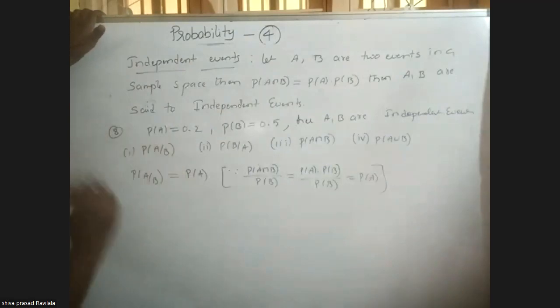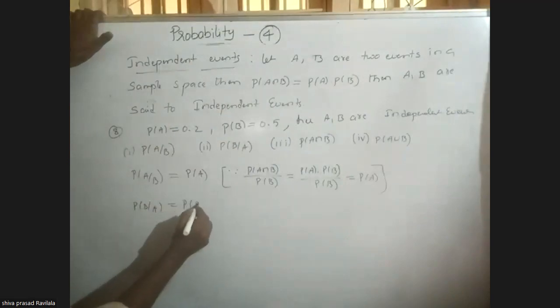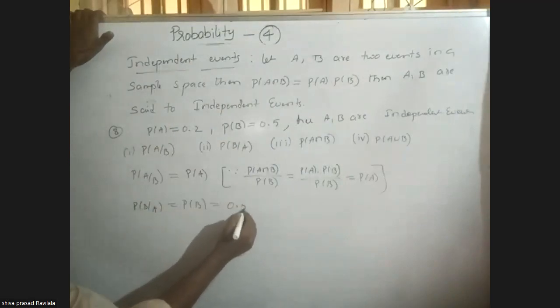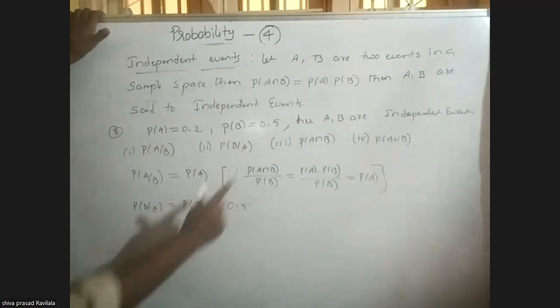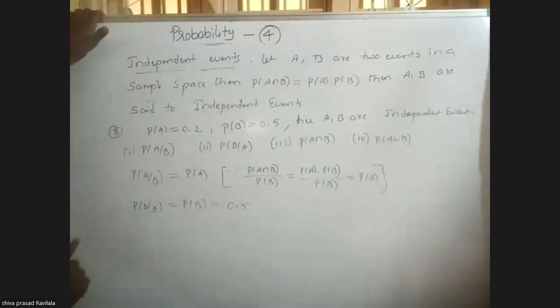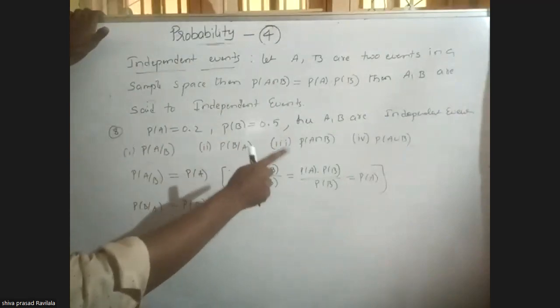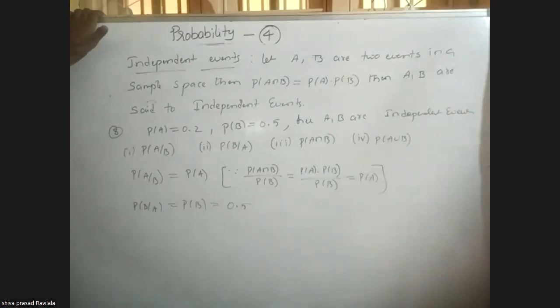First one answer 0.2. And similarly, the second one, automatically probability of B given A is equal to probability of B, which is equal to 0.5. Because B given A is equal to probability of B intersection A by probability of A. Probability of B intersection A is equal to probability of B into probability of A. A cancels, we get B.